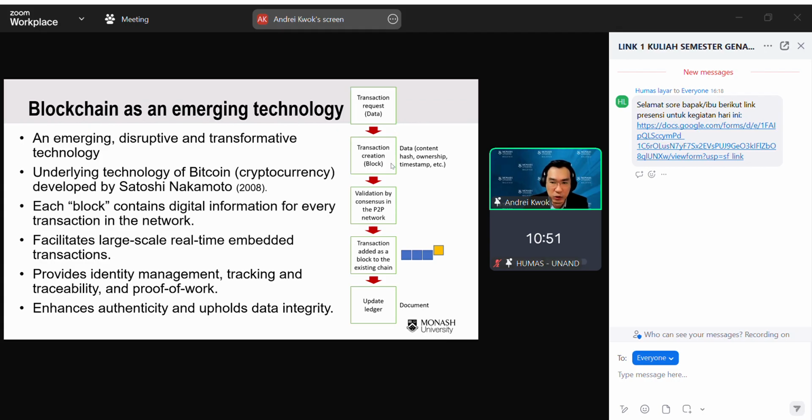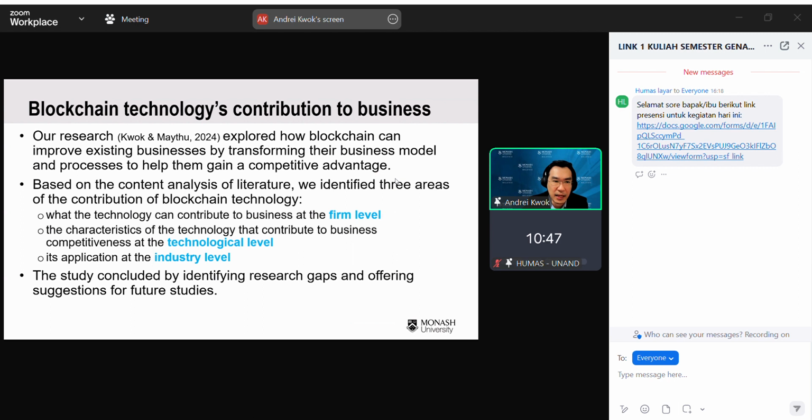So I won't go into the mechanics of blockchain, but what is important is for us to know what it can do for business. What is the potential? So I'd like to take one example, knowing that this is a doctoral colloquium. And this example is based on my co-authorship with my master's student. We look into blockchain and we see how blockchain can improve the existing business and how they can transform the business model and processes so that we can gain a competitive advantage.